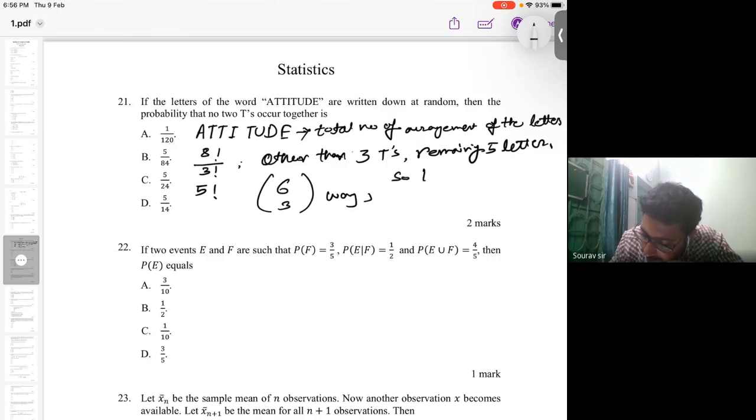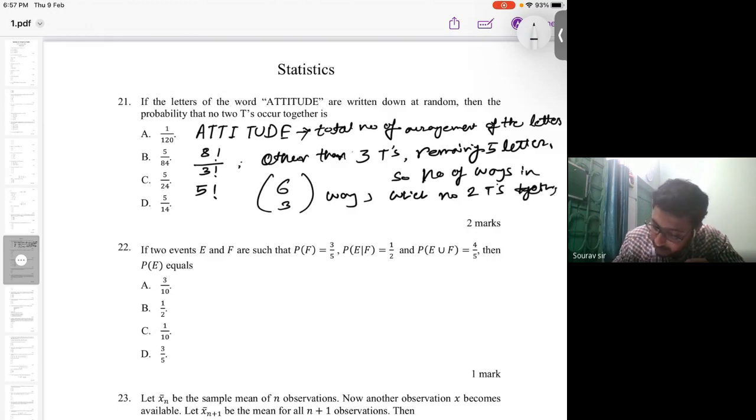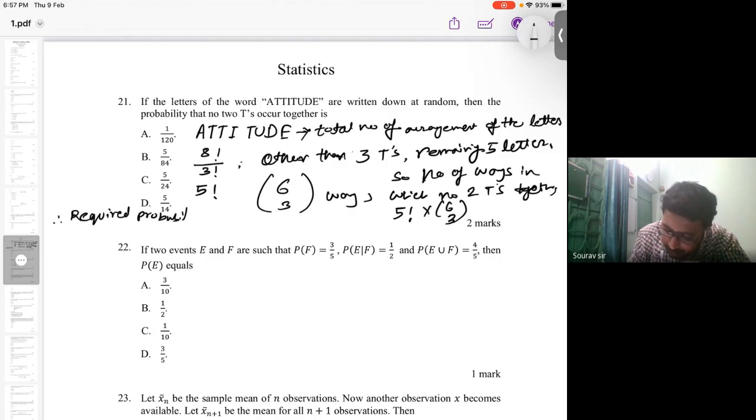So the number of ways in which no two T's are together is 5 factorial into 6C3 ways. So the required probability is, therefore, 5 factorial into 6C3 divided by 8 factorial by 3 factorial.